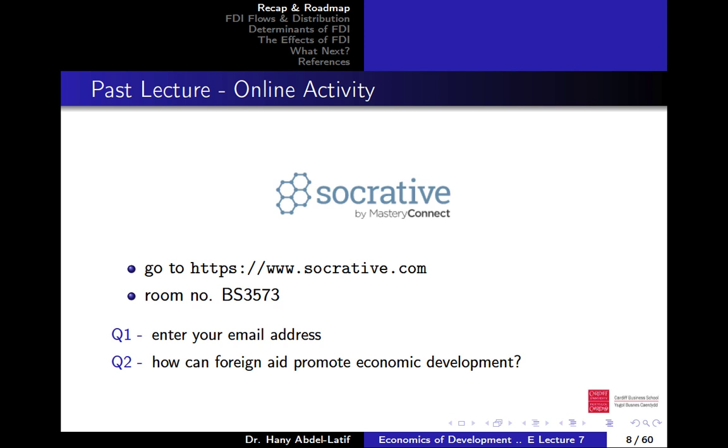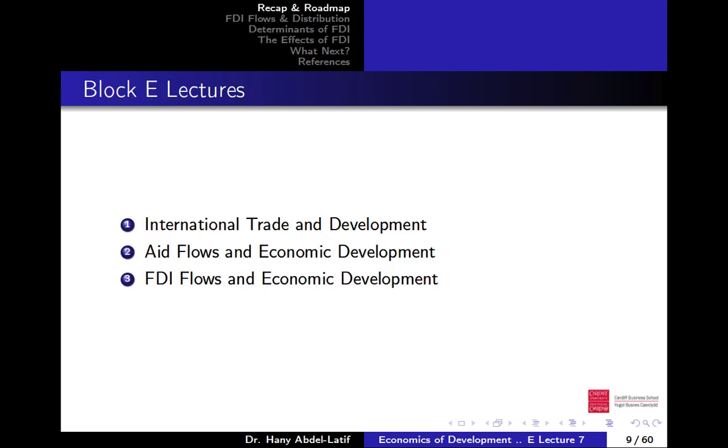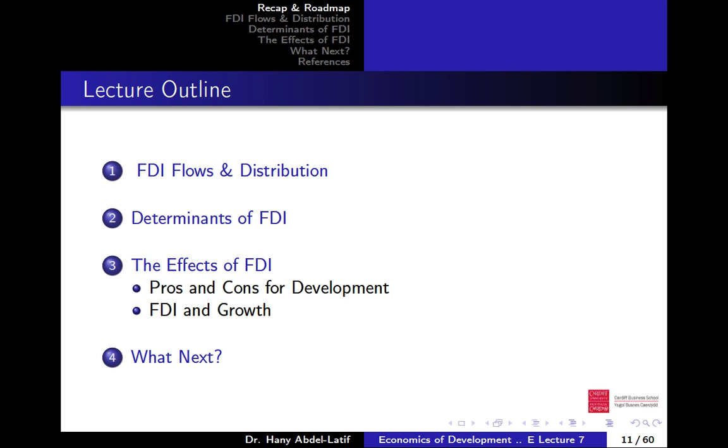So the question here: how can we make it work? How can foreign aid promote economic development? You already know this. This is the last lecture in topic block E, FDI flows and economic development. As usual, we'll show some statistics. We look at the trend and the distribution of foreign direct investment. And then we'll ask the same question: what are the motives? Why do investors go abroad and invest abroad? And then we'll discuss the effect of FDI.